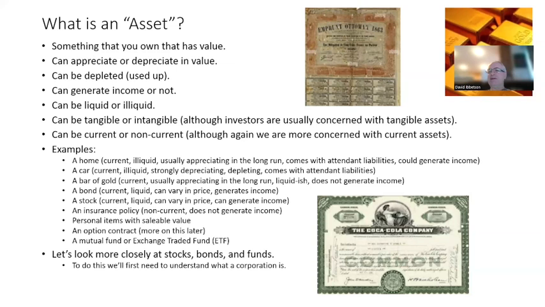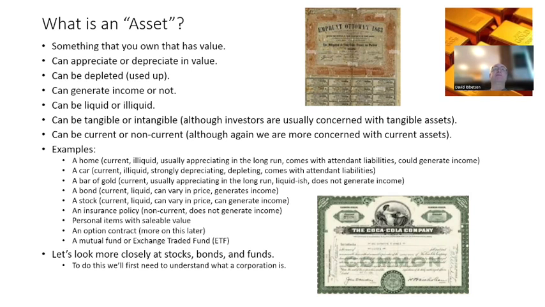It's kind of like a depleting asset in some ways, in that it'll wear out over time. And in most cases, it becomes a bit of a liability because you've got to spend money on it to keep it going. An insurance policy is an asset. Again, that's probably a good example of a non-current one. It doesn't generate any income.